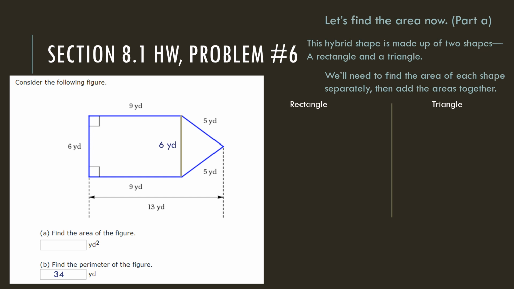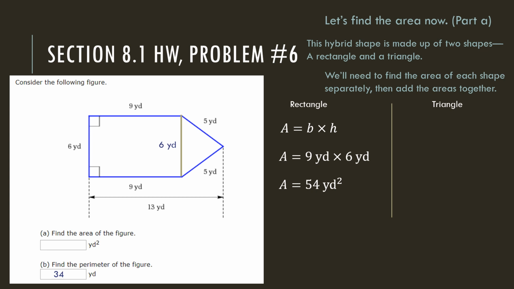I'm going to find the area of the rectangle first. The formula for the area of a rectangle is base times height. The base of this rectangle is 9 yards. The height is 6 yards. So area equals 9 yards times 6 yards, base times height. So the area is 54 yards squared. All right, so there's half of the area.